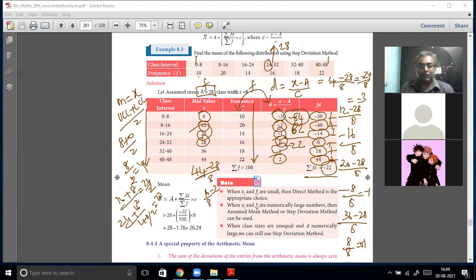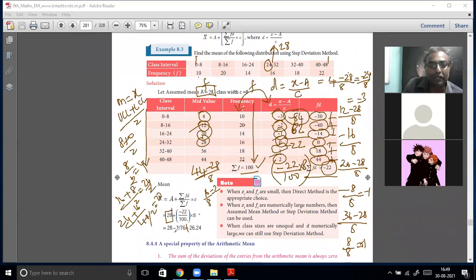Okay, FD you got. F also you calculate: 10, 20, 30, 40, 50, 60, 78, 88, 98, 100. Correct. This is correct. So what you have to do? Minus 22 by 100, into C. That's what you have to put. So that's what is put. Minus 22 by 100 into 8 plus assumed mean 28.